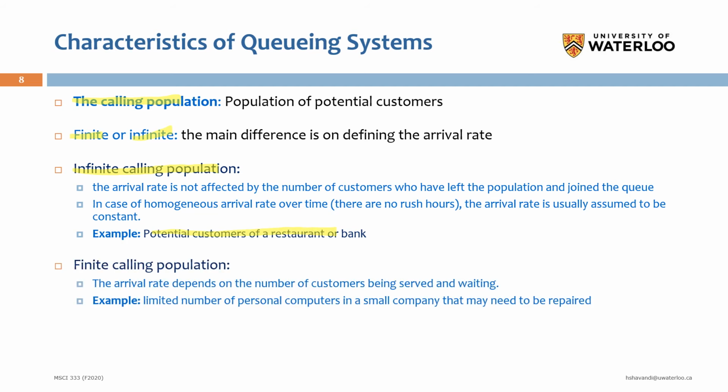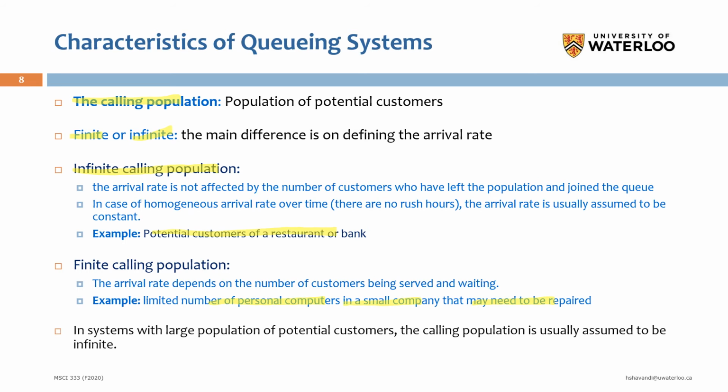But in a finite calling population, we have a limited number of customers, and if some of them are in the service or in the waiting line, they will affect the arrival rate of the remaining customers in the calling population. For example, a limited number of personal computers in a small company that may need to be repaired. Okay, and as I said, usually for systems that have a large enough population of customers, we assume an infinite calling population.